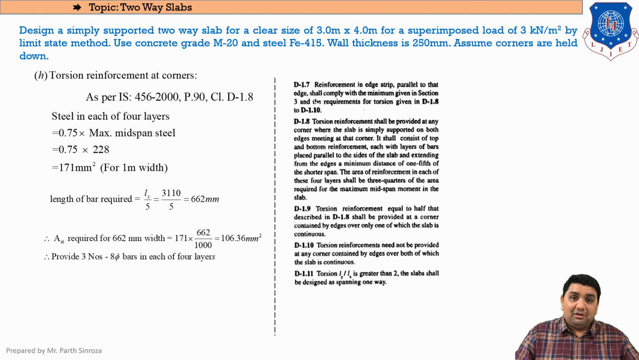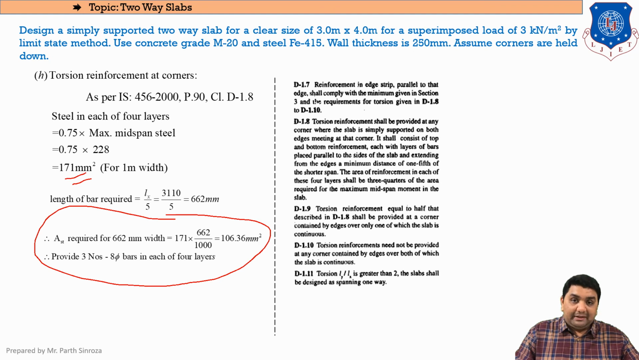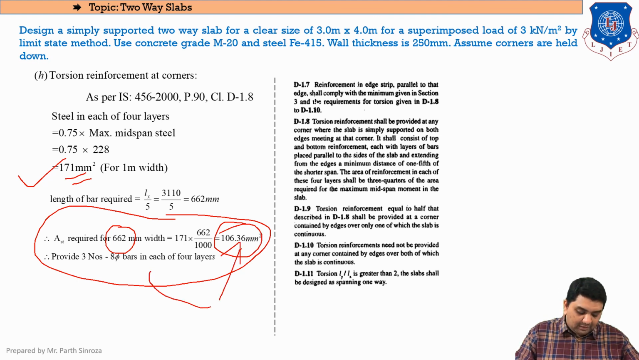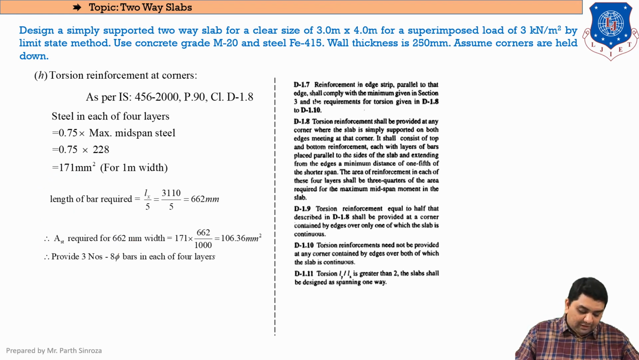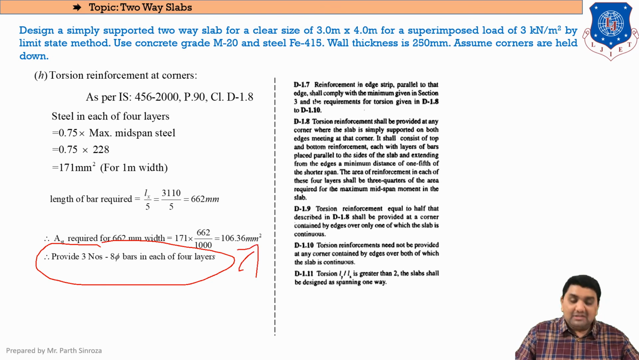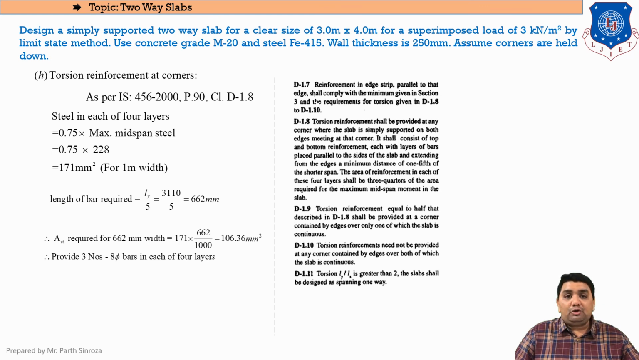So now for this width we'll be finding the AST. Again the criteria will be the same. That means for 1 meter width the AST required was 171. So for 662 mm width, what should be the AST? Simply cross multiplying, we get the answer to be 106.36. And for 106.36 we'll be providing the number of bars. Clear? So here 3 numbers of 8 mm diameter bars are to be provided to resist the AST, that is 106.36 mm square. So this was the design of torsion reinforcement.